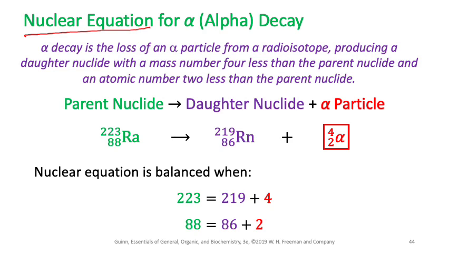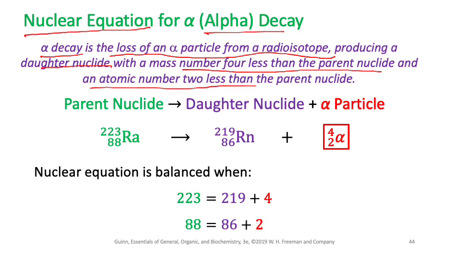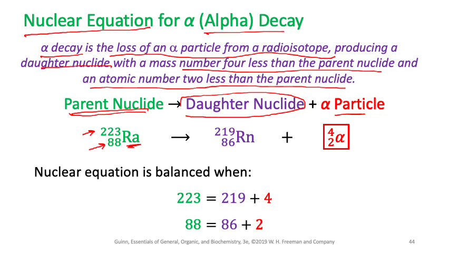For example, take an alpha decay, because we are talking about an alpha particle. Alpha decay is the loss of an alpha particle from the radioisotope, producing a daughter nuclide or nucleus with a mass number 4 less than the parent nucleus, and an atomic number 2 less than the parent nucleus. What does it mean? This is a nuclear reaction. Let's say you start with the parent nucleus, in this case radium, Ra, with a mass number of 223 and atomic number of 88. After the alpha decay has happened, or after the nucleus releases an alpha particle to get into a stable nuclide, we form a daughter nucleus. The time the nucleus releases an alpha particle, how many protons does it release? It released 2 protons.